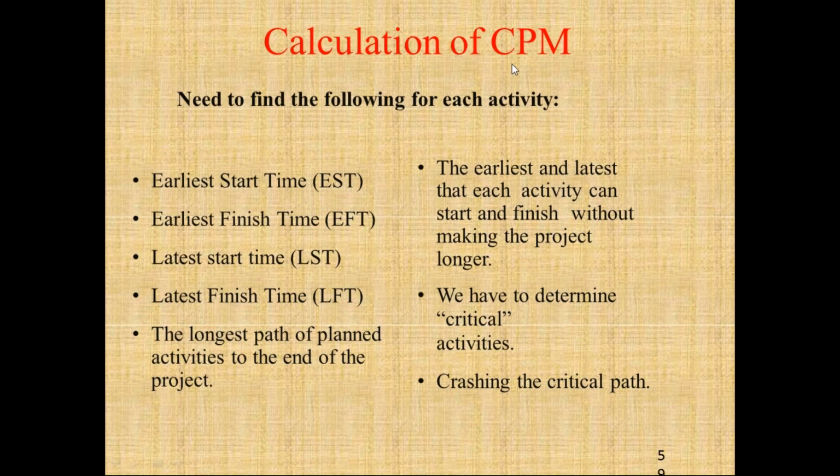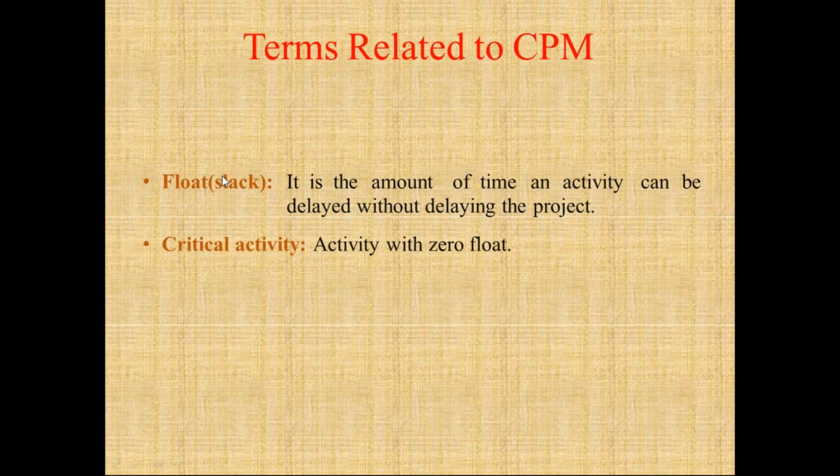So how to do the calculations of the critical path method? We need to find the following for each activity: the earliest start time, earliest finish time, latest start time, latest finish time. The longest path of the planned activities is the critical path. Then, after doing this, we can see the float, which is the amount of time an activity can be delayed without delaying the project, known as the float or slack. And the activity with zero float is known as the critical activity.